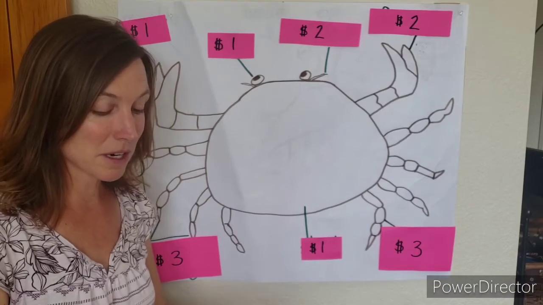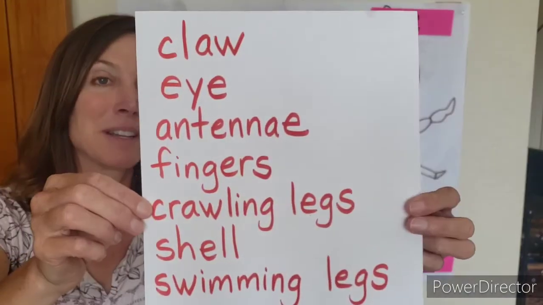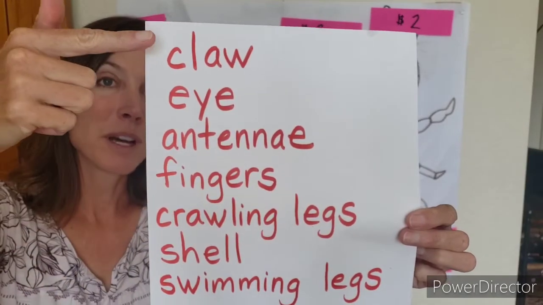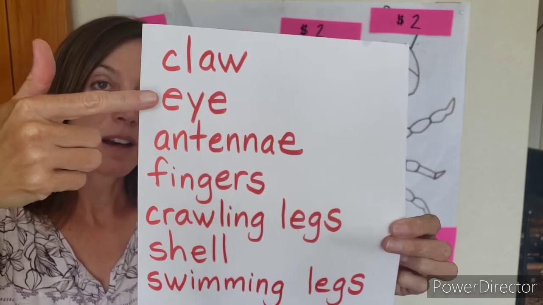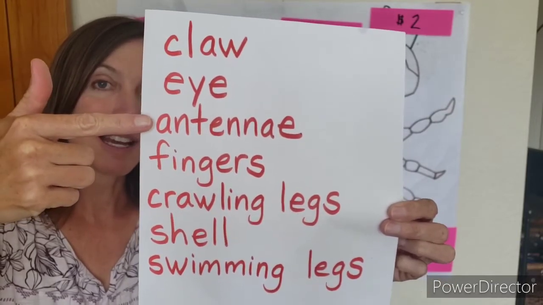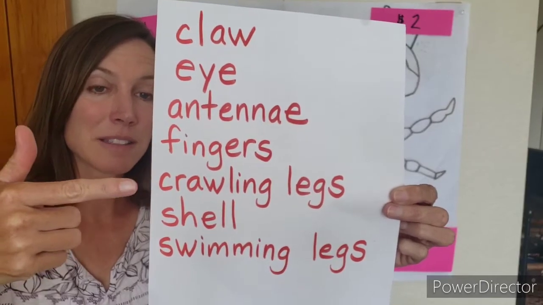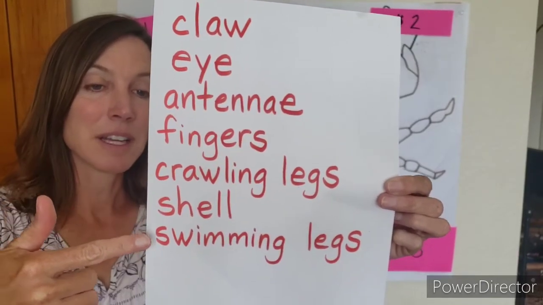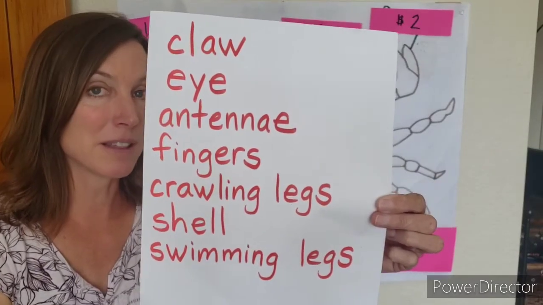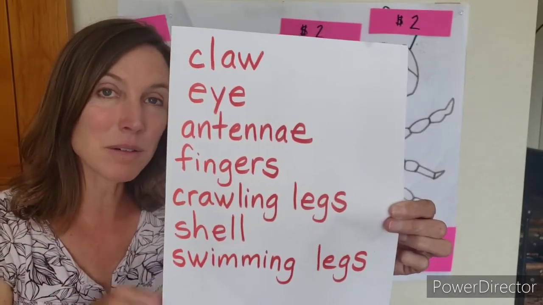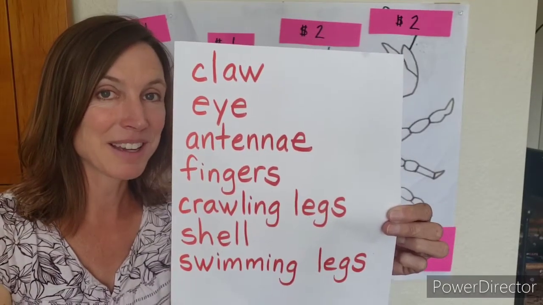So before we start, I'm going to show you the different parts that I'm going to be asking you about. Okay, so you're going to have to remember where the claw is, the eye, the antenna, the fingers, the crawling legs, the shell, and swimming legs. So if you want at home, you can write these down and circle them as I go, or you can just put them in your head and try to remember them as we go. Okay, are you ready?